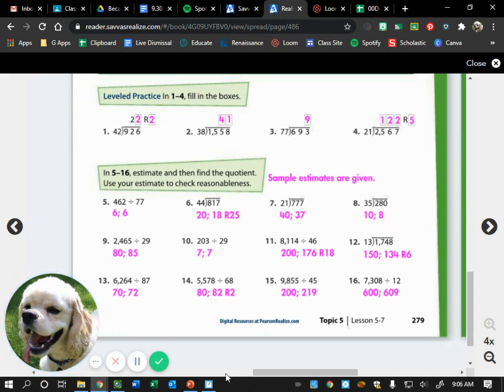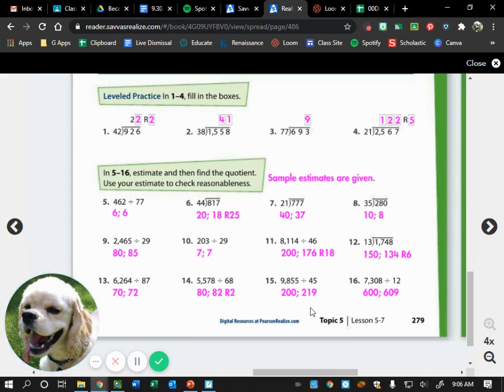Then we had number 14. This one was a little trickier. It was 5,578 divided by 68. Their estimate was 80, but the actual answer was 82 with a remainder of 2, or 2 left over. How many of you got that answer or got close to 82 remainder 2 for your answer? Raise your hand. Okay. Hands down, please. Are there questions on number 8 or 14?